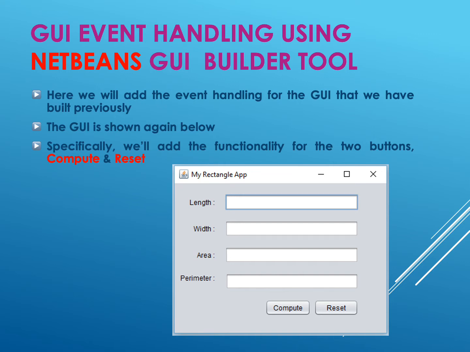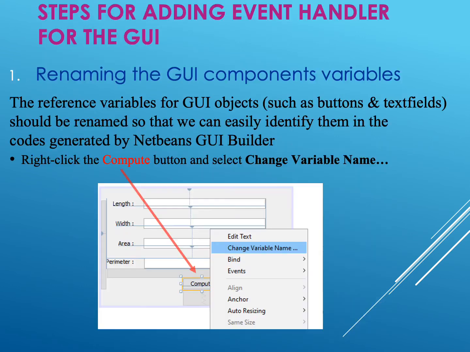So, if you haven't done it, check back the GUI part 1. The GUI is shown again below. So specifically, we will add the functionality for the two buttons, Compute and Reset.